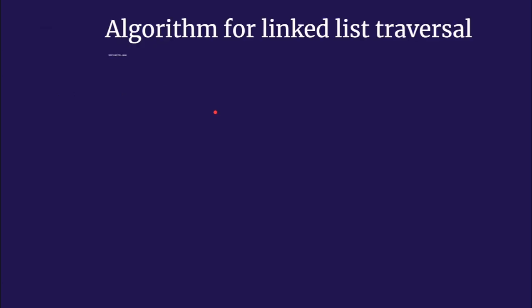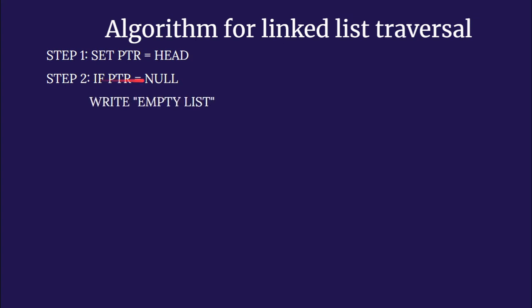Now let us see the algorithm in the specific format. So now set PTR equal to head. We are starting from the head position. So step 1 is set the pointer to head. Next, step 2 is if PTR is equal to null, meaning you have reached the end, then write empty list.